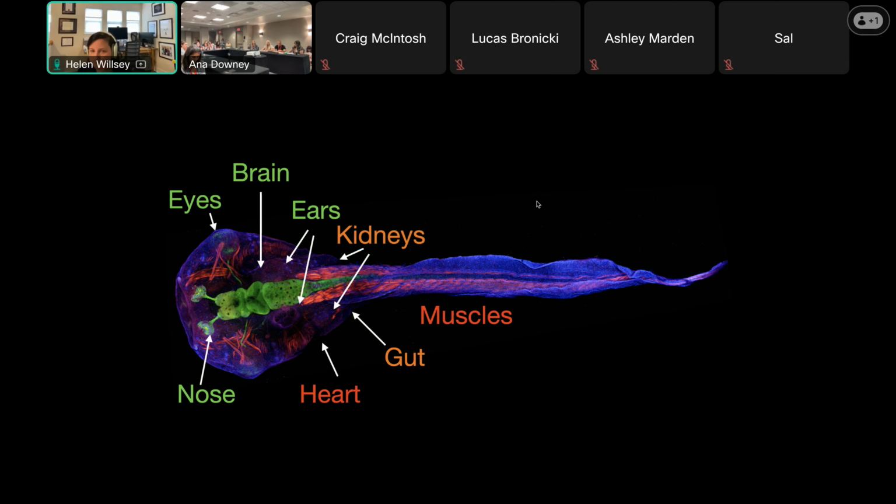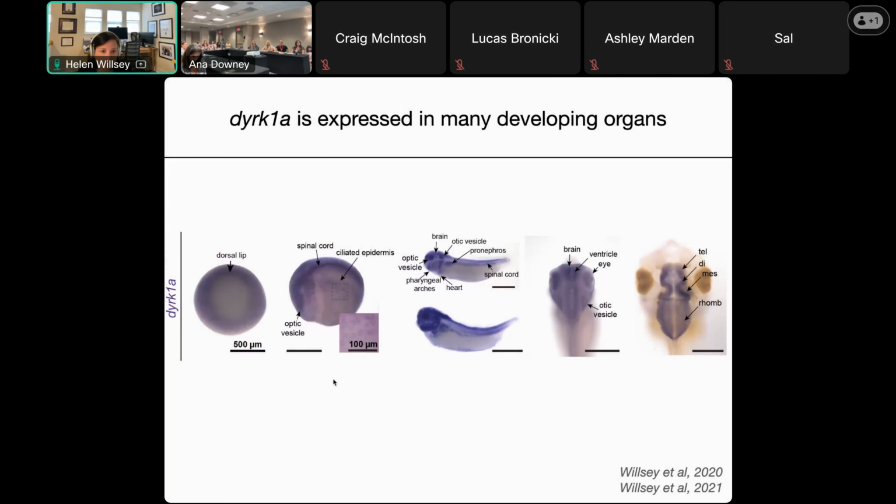And today I'll tell you about a couple of these different organ structures that we've looked at so far with respect to DYRK1A. The first thing we wanted to do with DYRK1A was understand what are all the types of organs and tissues that DYRK1A is expressed in. So where is this gene on during development? And in frog, that's really easy because we can do something called RNA in situ hybridization. But the key point here is that wherever you see purple on these embryos is where DYRK1A is actively on.